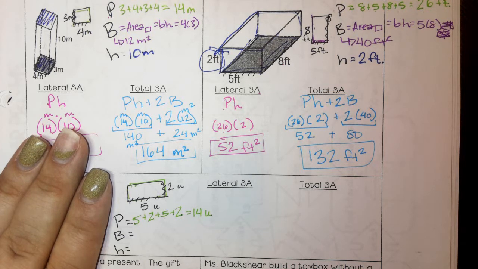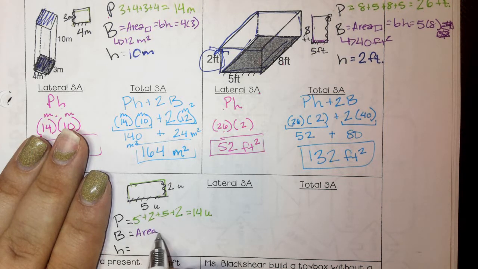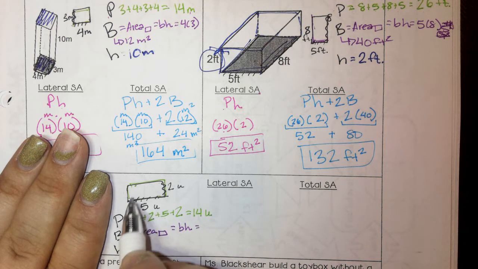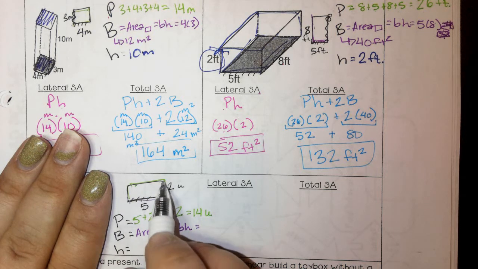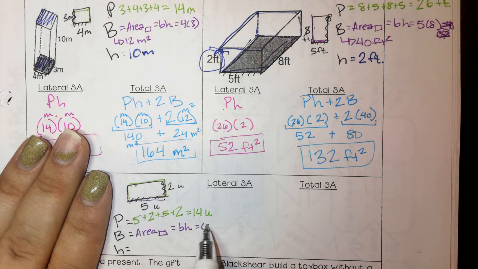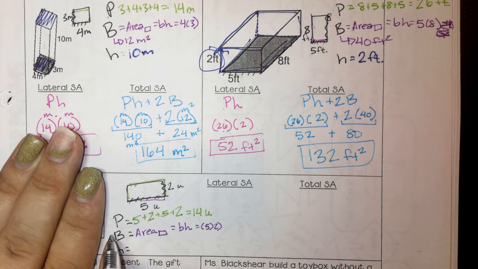To find the area of this base, capital B is just the area of the base, which happens to be a rectangle. And to find the area of a rectangle, you take the base and multiply it by the height. So of this rectangle, the base is 5, the height is 2. So we have 5 times 2, which is, I'm going to rewrite it over here, 10.